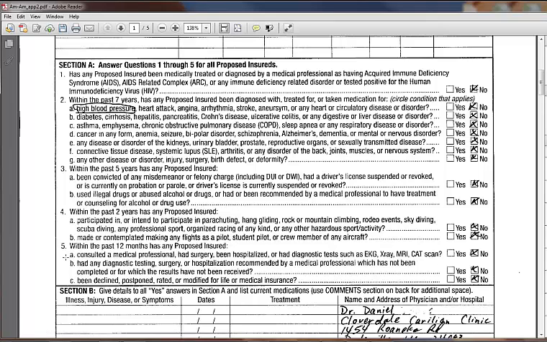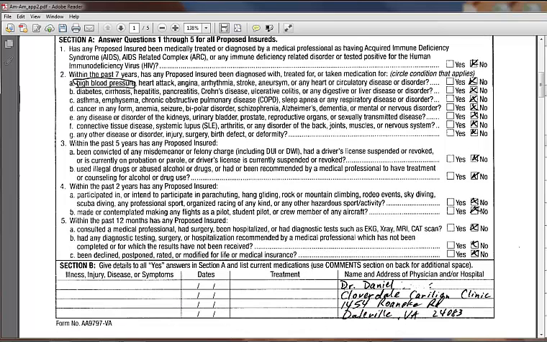So in this example, you would put 2A down here in the notes, and then you would write high blood pressure, and you would put the dates that they were diagnosed with high blood pressure, and then what medications they are taking for it. Also required is the name and address of their physician.